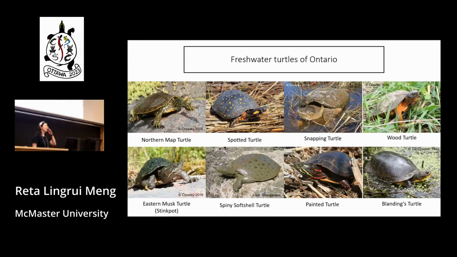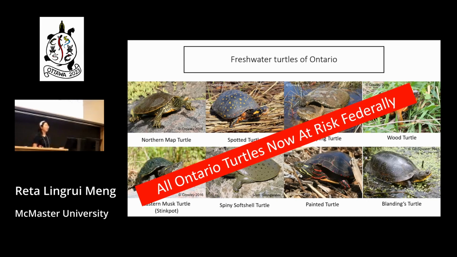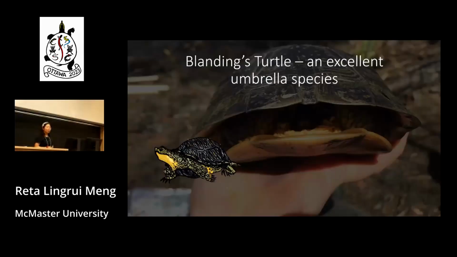As many of you already know, we have 8 different species of freshwater turtles here in Ontario. The one thing that brings them all together, beyond the fact that they're all freshwater turtles in Ontario, is that they are all considered a species at risk, federally speaking. The Blandingii turtle is specifically the species that we're studying, and a lot of other folks are studying as well.